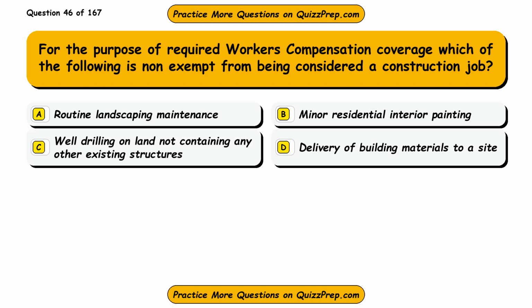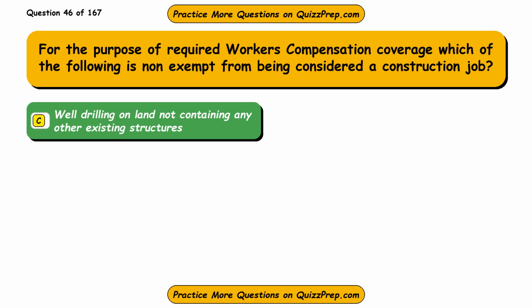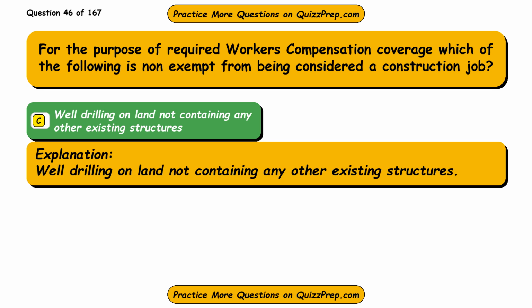Question 46. For the purpose of required workers' compensation coverage, which of the following is non-exempt from being considered a construction job? Option A, routine landscaping maintenance. Option B, minor residential interior painting. Option C, well drilling on land not containing any other existing structures. Option D, delivery of building materials to a site. The correct answer is option C, well drilling on land not containing any other existing structures.